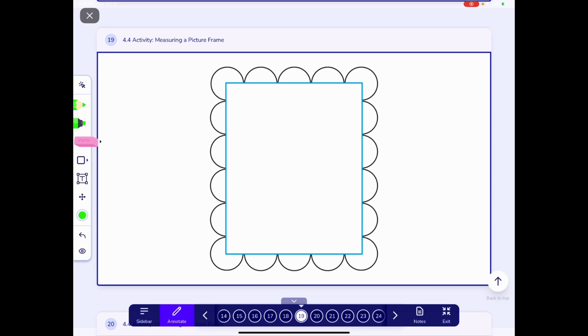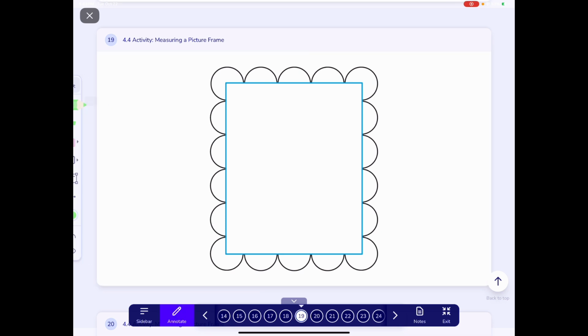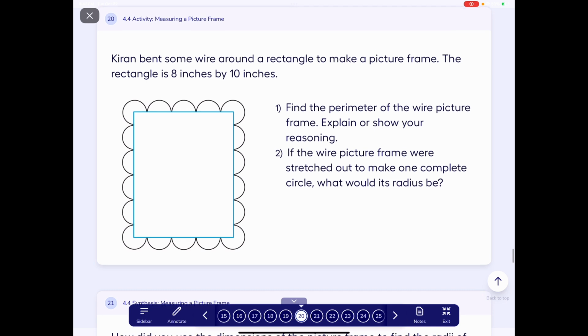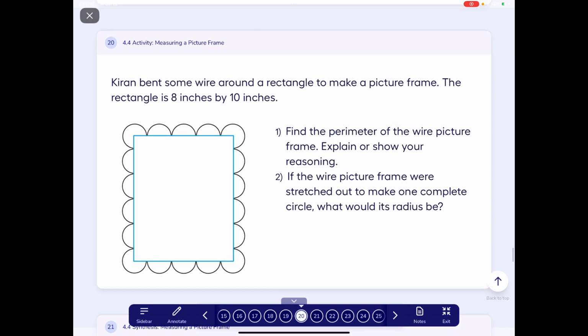And let's go down to the question. Let's see what they're asking. Kiran bent some wire around a rectangle to make a picture frame. The rectangle is 8 inches by 10 inches. Find the perimeter of the wire picture frame. So it's asking for the perimeter. And then it's asking if the wire picture frame were stretched out to make one complete circle, what would its radius be? Okay, so let's do one at a time. Find the perimeter of the wire picture frame.